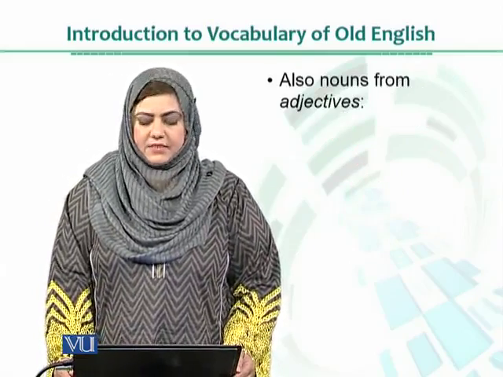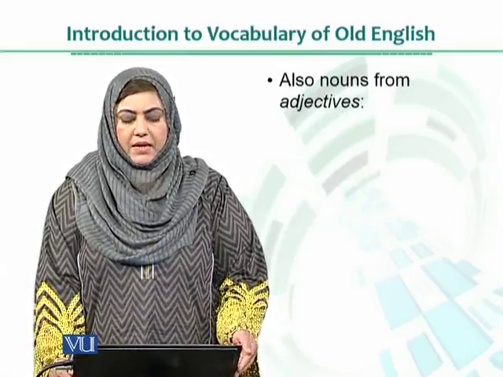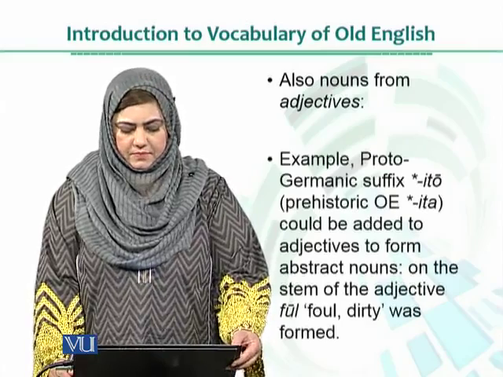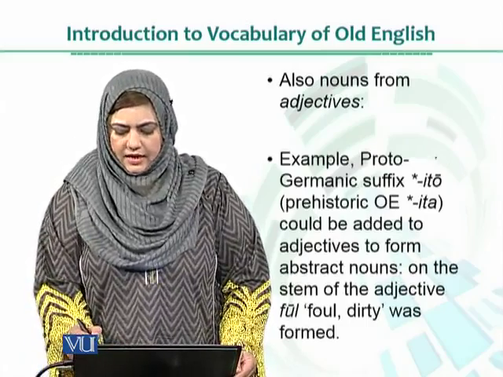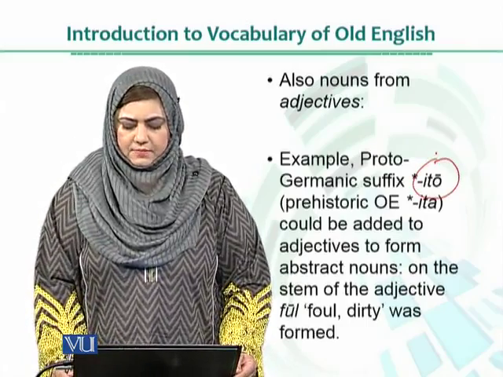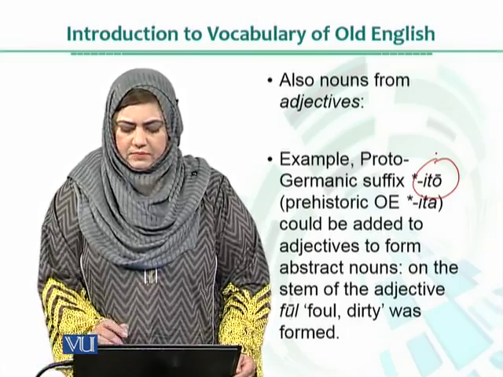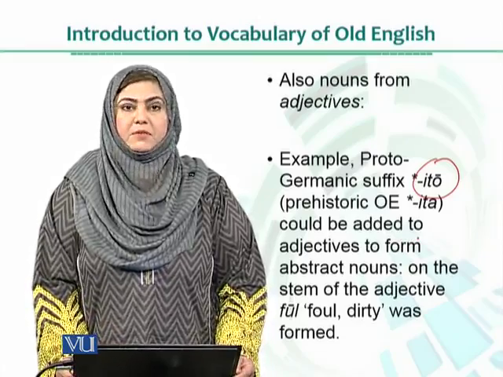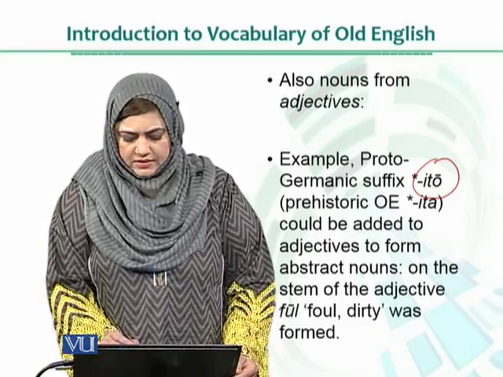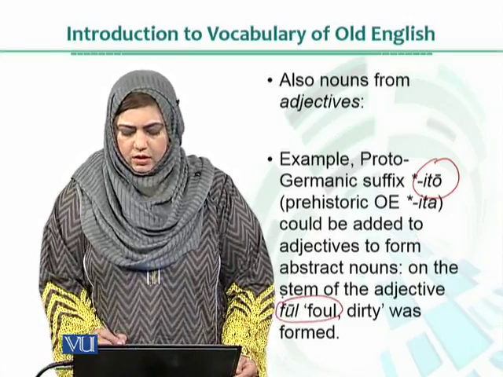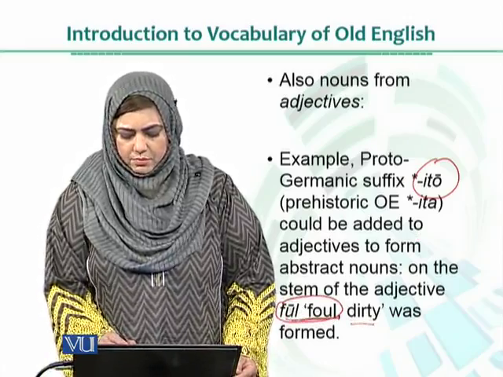The process was vice versa as well, and it was possible for nouns to be made from adjectives. Here I have an example for you. Proto-Germanic suffix, again I am encircling this for you, please notice this. This is the prehistoric Old English ithu. This could be added to adjectives to form abstract nouns. On the stem of the adjective, so again notice at the bottom of the slide, this foul, which means dirty, it was formed through the same process.